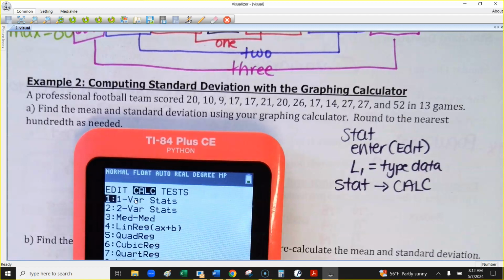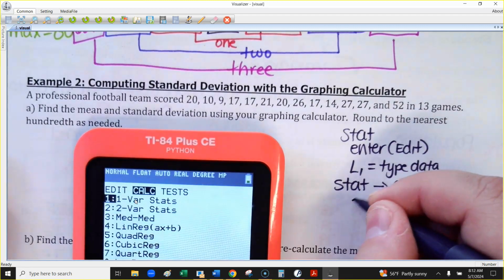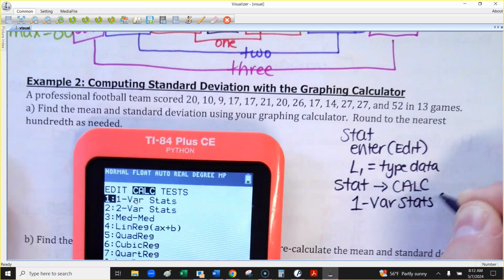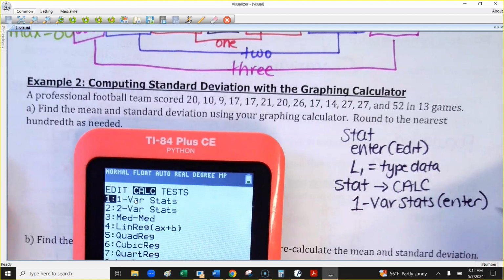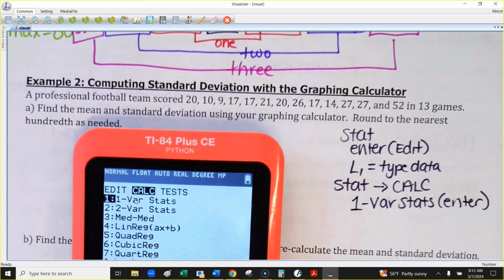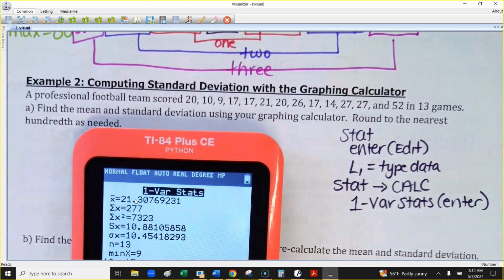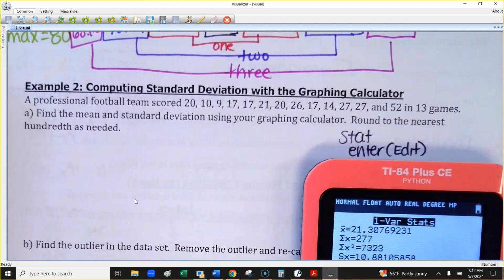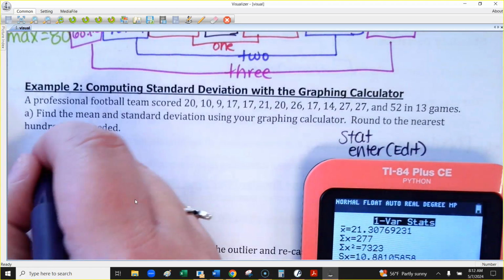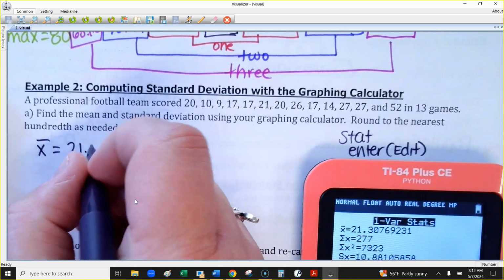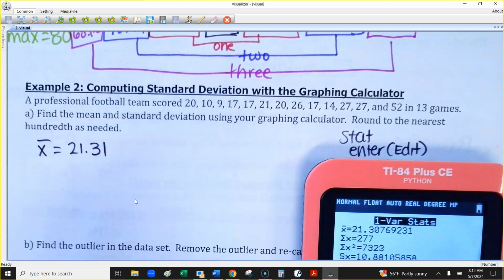And we still actually want the same thing where we got mean, median, and mode. You want the one variable stats. So on that first menu, once you get to the calc menu, you don't have to move or anything, just hit enter. And then just keep hitting enter until it shows up. So the mean would be the 21 point, let's say, 31.